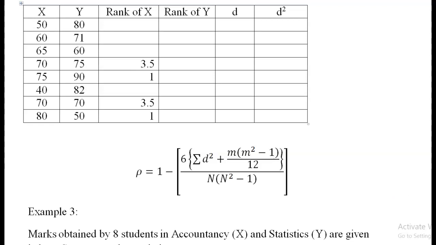Then after that 65, 5, 66, 57, 48. These are all the ranks. Then we'll come to the variable y.